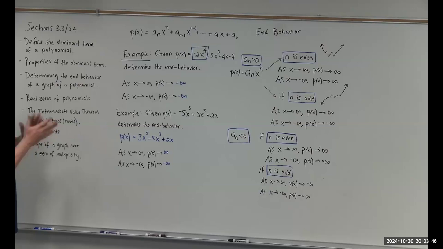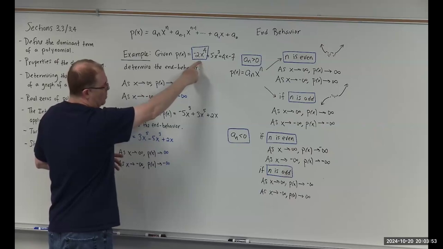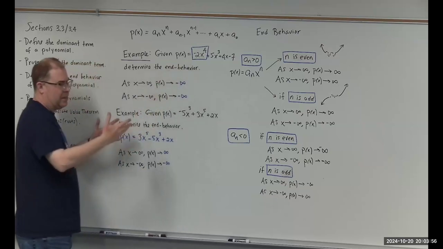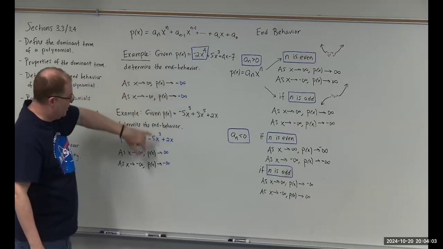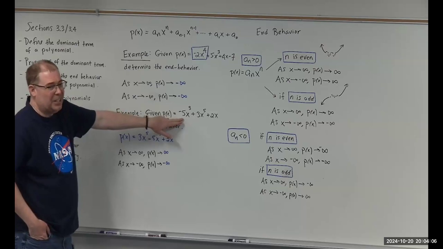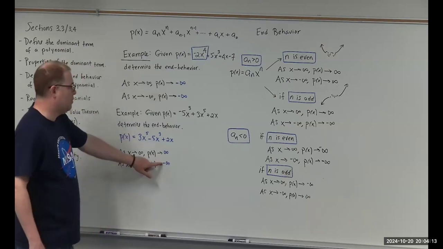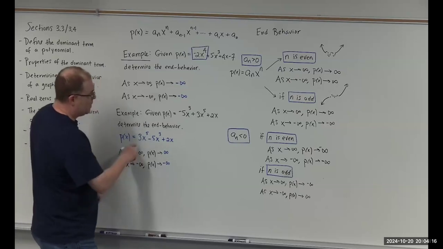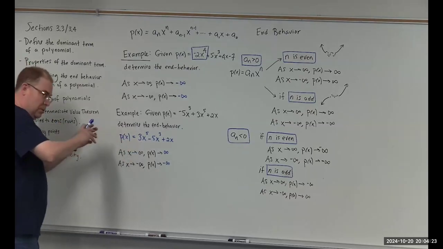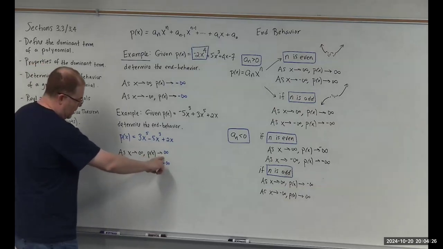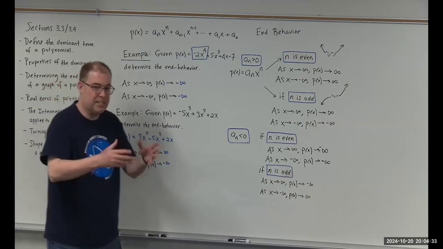Something to keep in mind here: this is going to be similar to minus x squared, or you can say minus x to the fourth, where both of those y values go to minus infinity. Here, this is going to be similar to minus x cubed. Oh, sorry, I just noticed this was positive. So this is similar to x cubed, which is similar to x to the fifth. So these are going to go to positive infinity as x goes to positive infinity. As x goes to negative infinity, these are going to go to negative infinity, just like with x cubed.